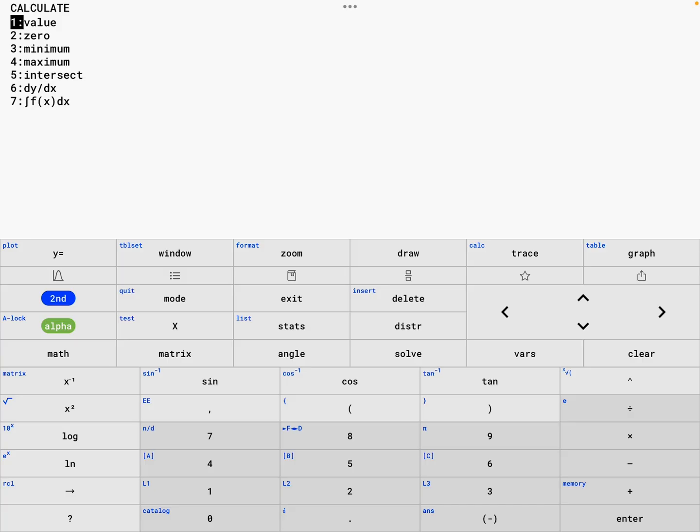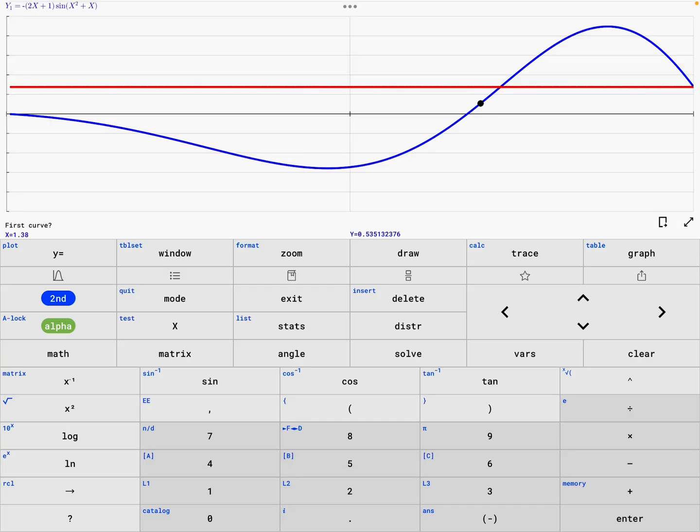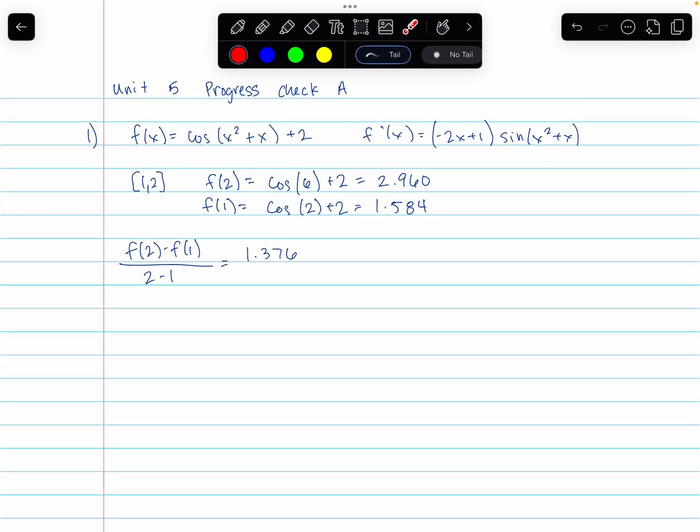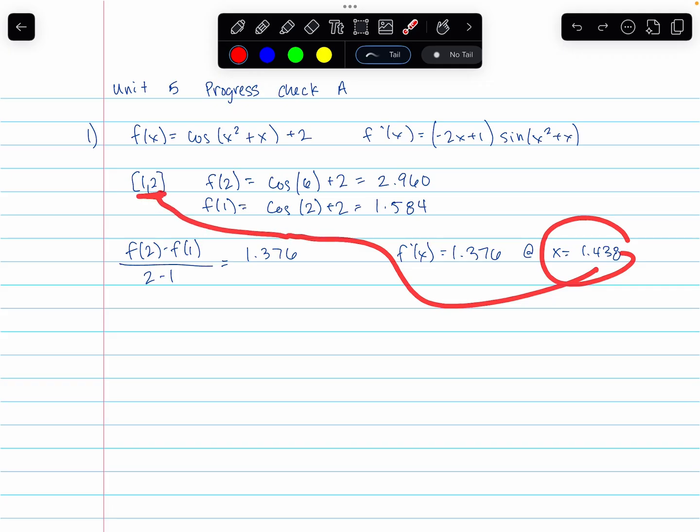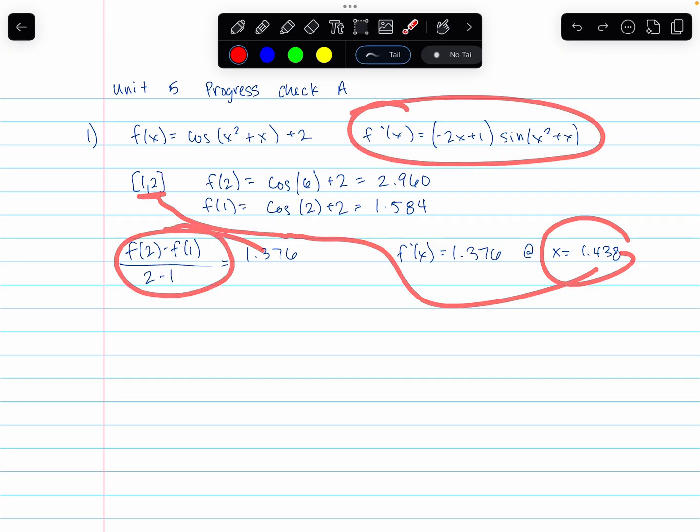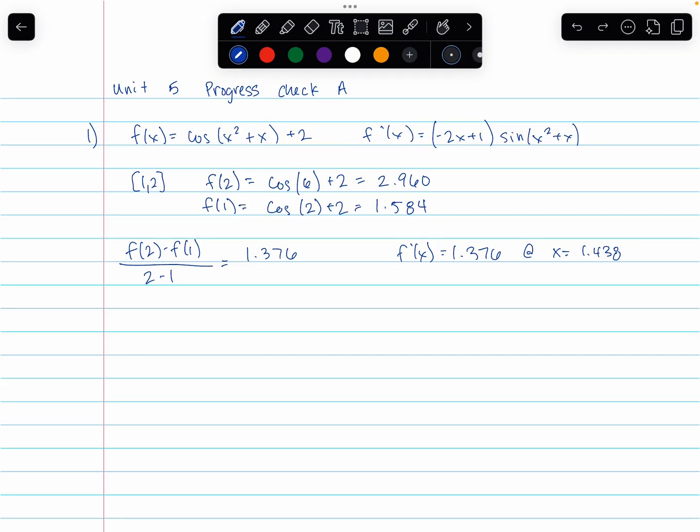If I go trace, the intersection, so here, enter, and I got 1.438, which is what we have as our answer. So we can say that f prime of x is equal to 1.376 at x equals 1.438. That's the value of c that they're referring to. This value of c is in this interval, and it's where the average rate of change is going to be equal to the instantaneous rate of change. So that is going to be B.